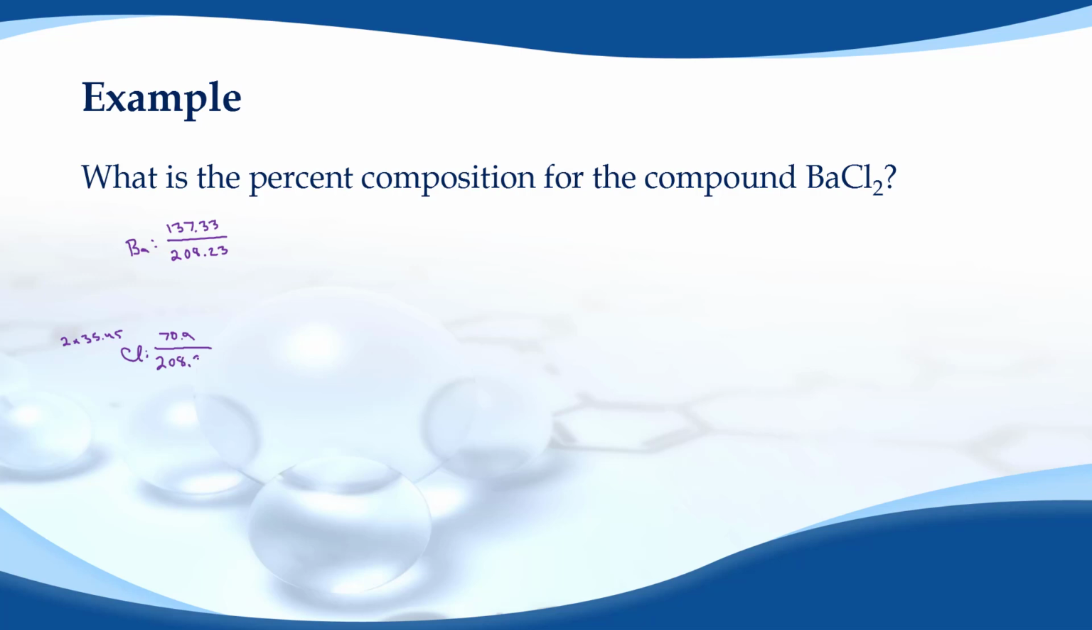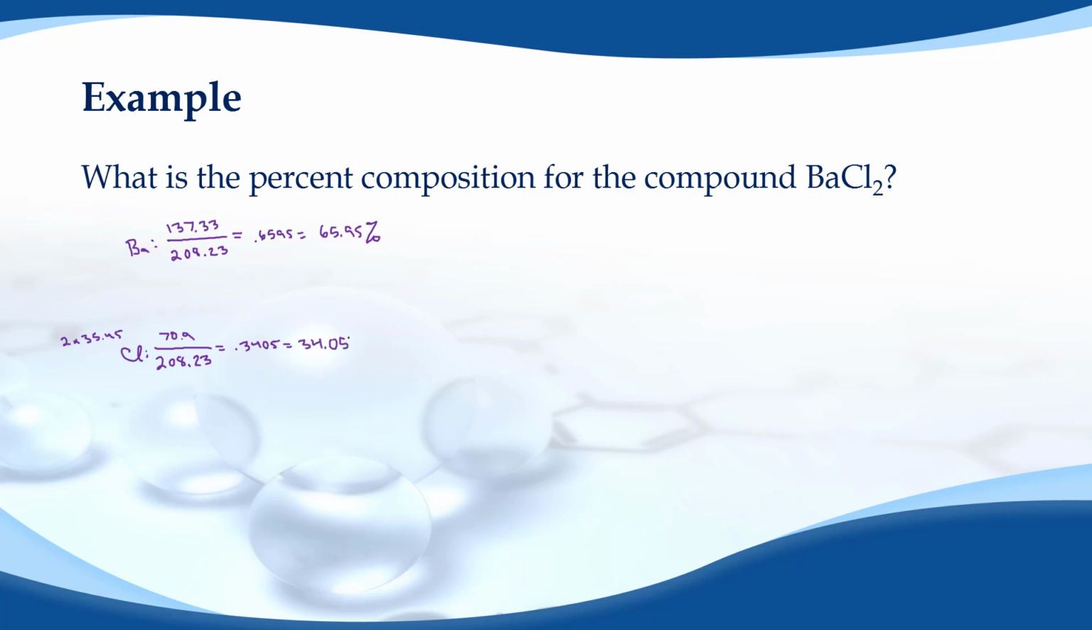From here, I just do my division. Percentage barium, 137.33 over 208.23, gives us 65.95%. And for chlorine, 70.9 over 208.23 gives us a percentage of 34.05. Again, notice these 2 numbers do add up to 100.